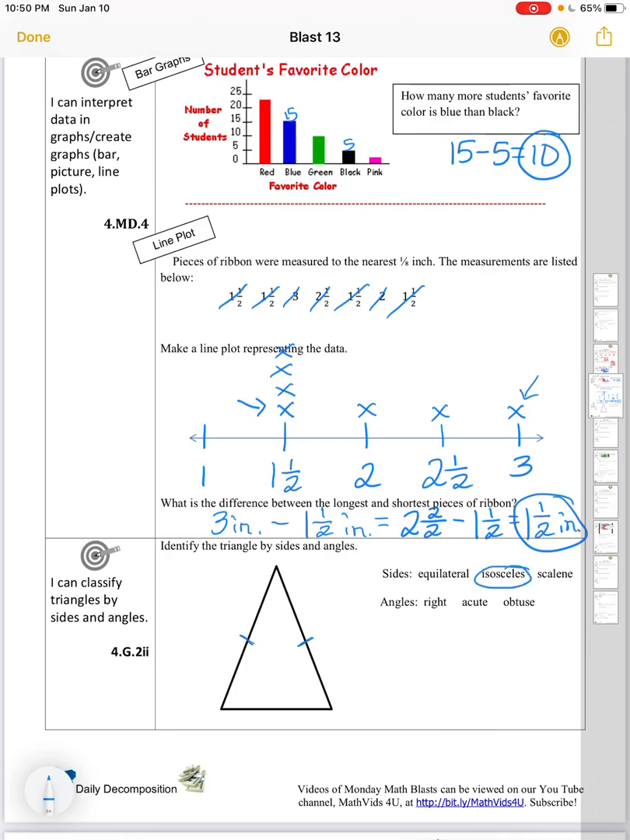In terms of angles, a right triangle has a right angle. That means it has an angle that measures exactly 90 degrees. An acute triangle has all acute angles, all angles that are less than 90 degrees, which is what I see here in this triangle. All of my angles are less than 90 degrees, so it's going to be an acute triangle. An obtuse triangle would have an obtuse angle, meaning it has one of the angles that measures more than 90 degrees, but less than 180 degrees. So, specific name for our triangle is an isosceles acute triangle.